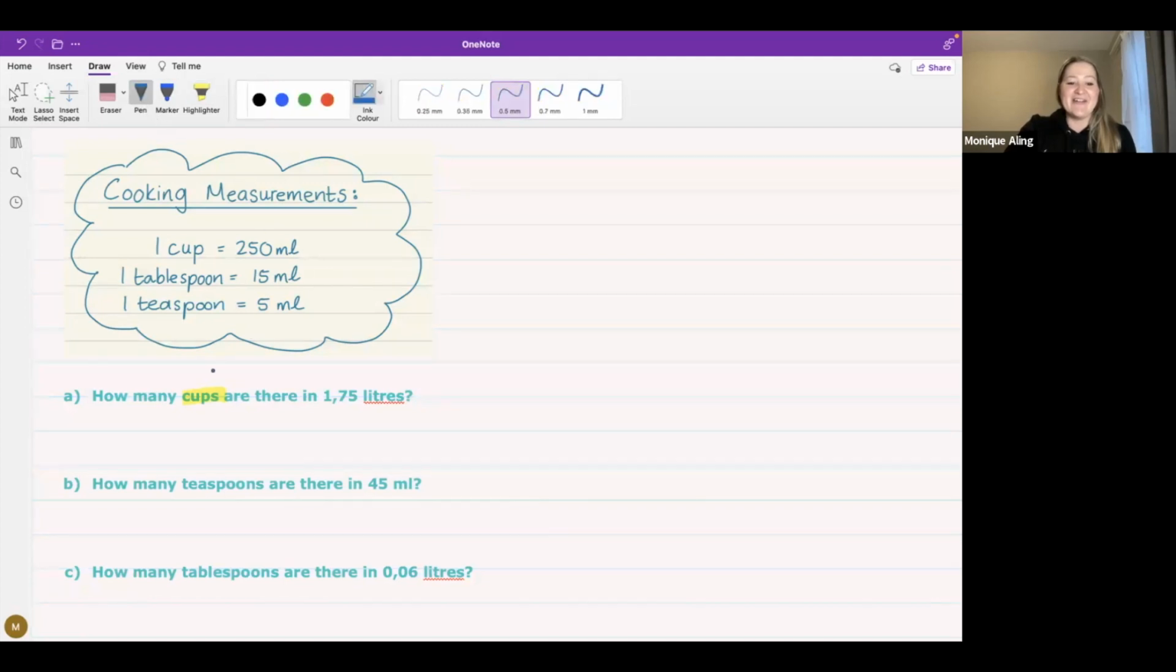Okay, so we're looking at cups, so that means we are looking at this conversion in particular. But in order to figure out how many cups, as we can see, the measurement is in milliliters. So we first need to convert our amount there into milliliters. So we need to remember that other conversion, milliliters to liters. What do we need to do?